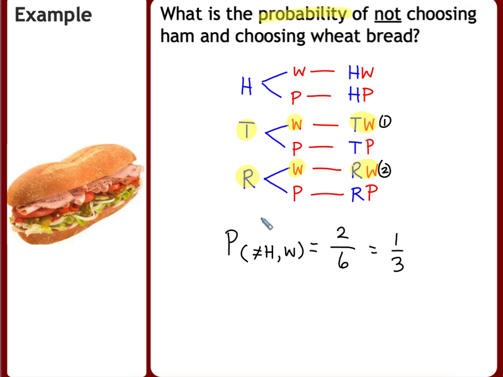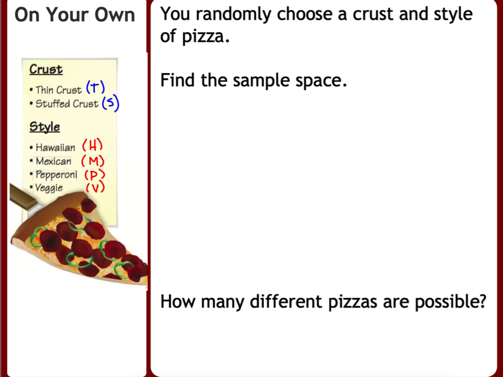All right, now it's time for you to try it on your own. You're going to look at some pizzas. If you randomly choose a crust and a style of pizza, first define the sample space. You could use a tree or table. Then how many different pizzas are possible? You can use these abbreviations if you want. Might make things a little easier. So go ahead and try that.